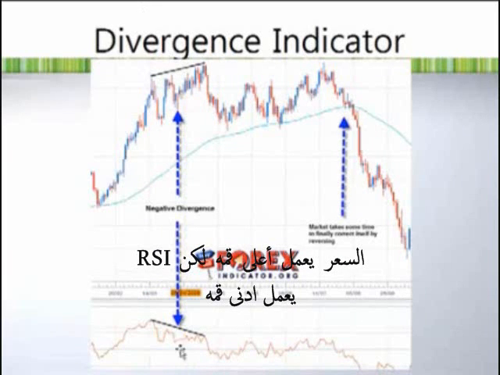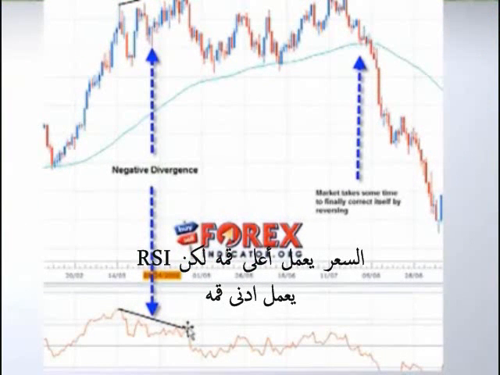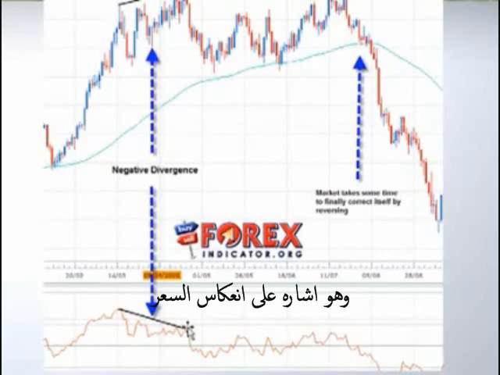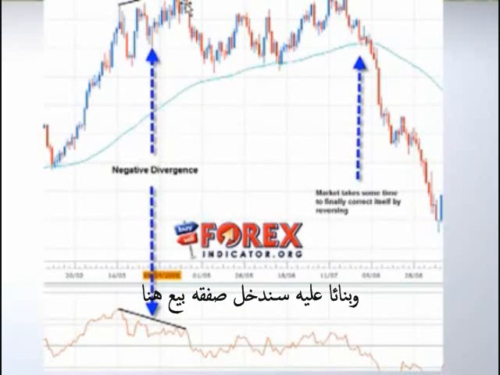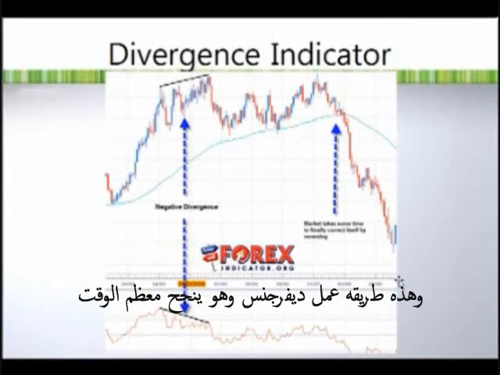As long as the price makes a higher high, but the RSI indicator is making a lower high, this is a negative divergence, and it is a sign that the price will reverse. And therefore, based on this, you could actually enter a short trade here, and true enough, you can see how much the price actually collapsed. And this is actually how a divergence works, and it works most of the time.